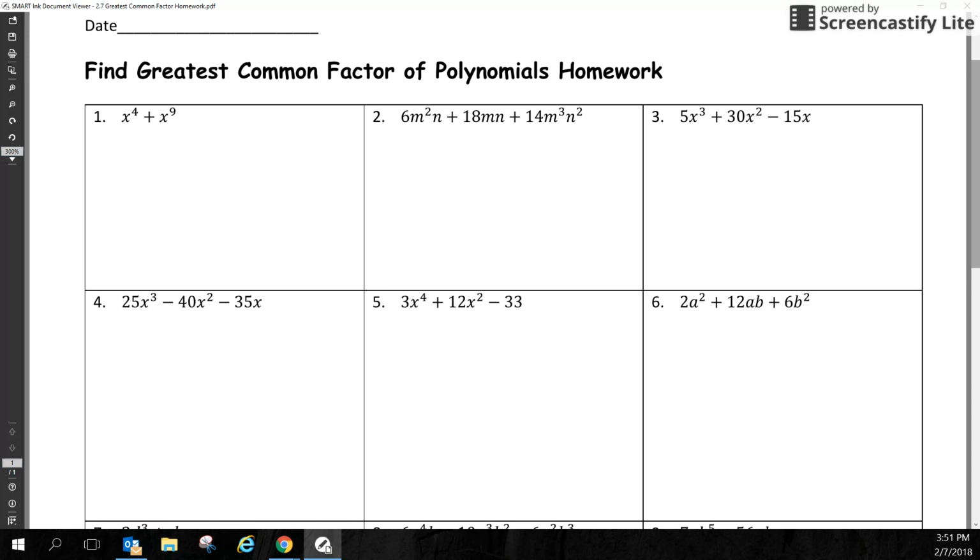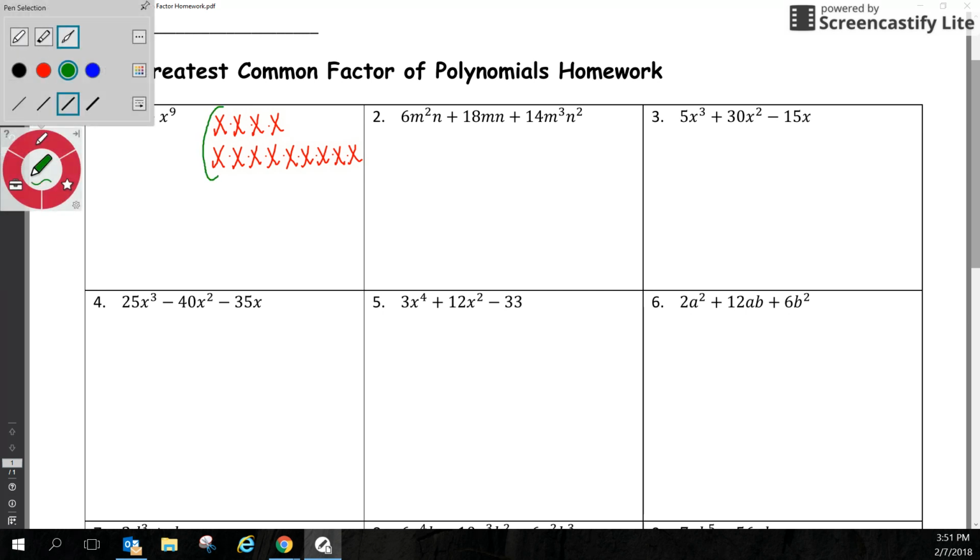Hopefully I have enough room in these little boxes, we'll see. For number 1, our first step is to find the factors of each term. X to the 4th is 4 x's. X to the 9th would be how many? You guessed it, 9 x's. How many x's do they have in common? They have 4 x's in common.